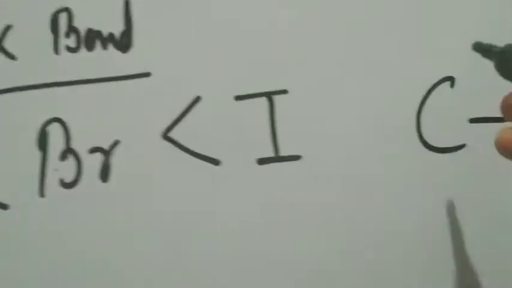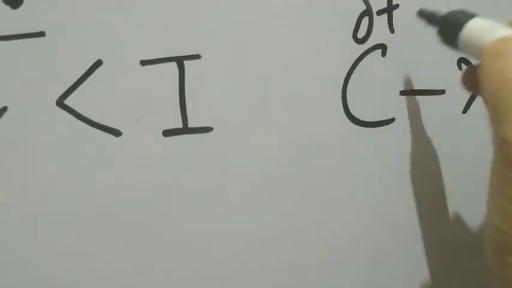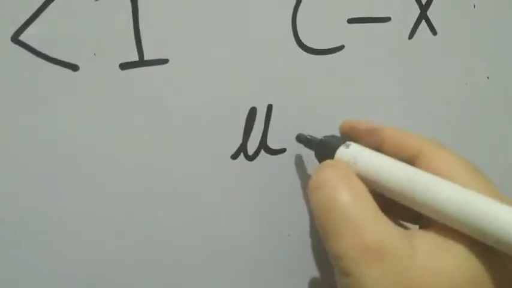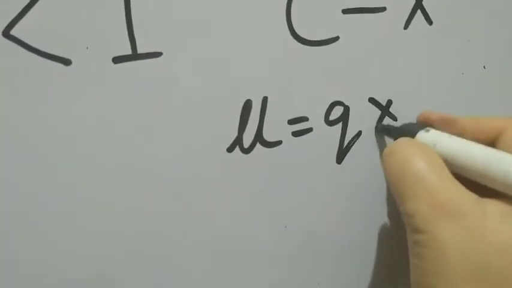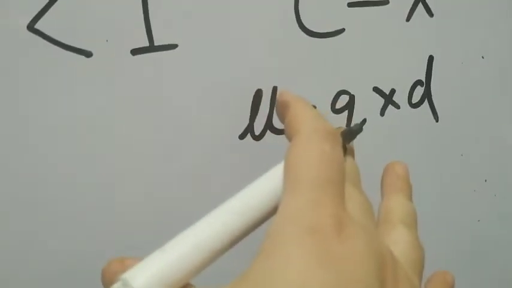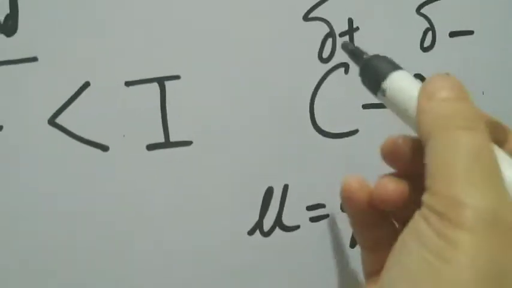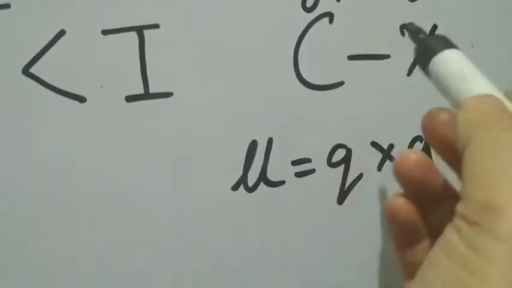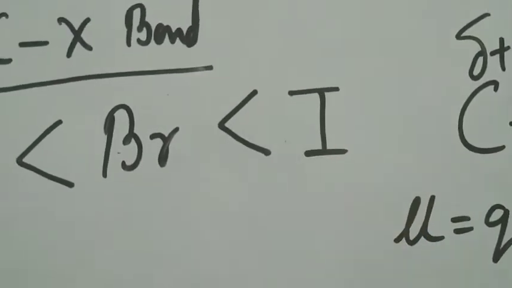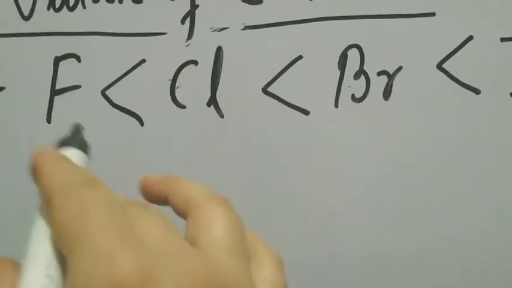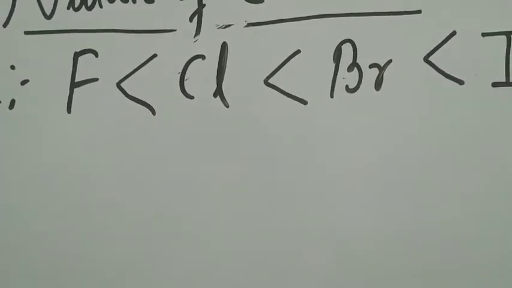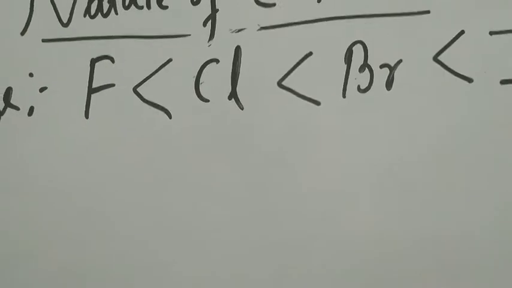Because we are speaking about the dipole. This is the delta positive, this is delta negative. And what is dipole? Mu is equal to Q into D. Charge, magnitude of charge, either we can take negative charge or positive charge, into D, the distance between the positive pole and the negative pole. So that D will be automatically affected by the size of these atoms. Therefore, there will be an impact of this order of the atomic size of halogen atoms, right?